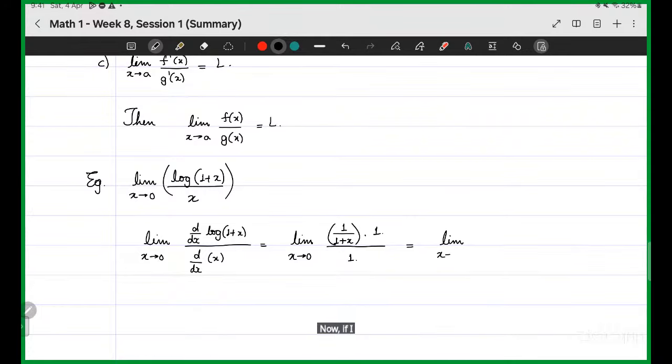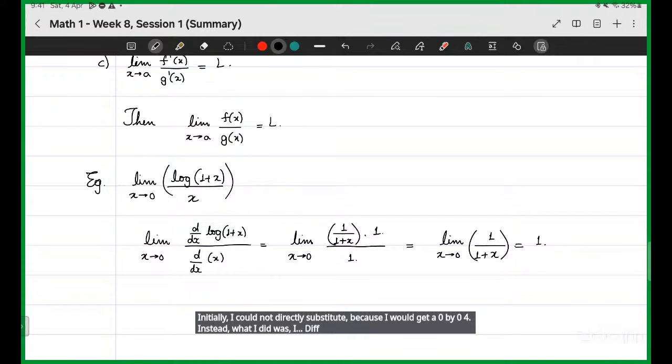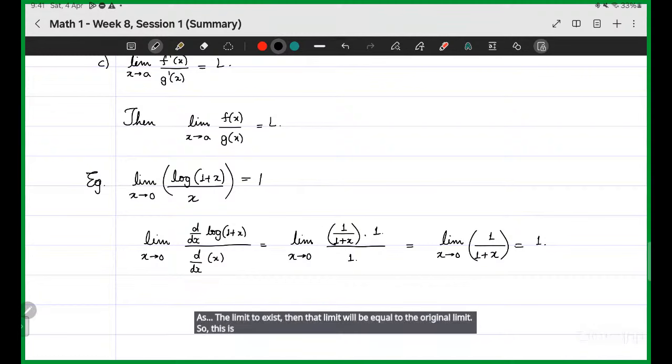Now, if I just rewrite it, I'll be left with only this. And what is this limit? 1 only. So that I can get directly by substituting. Initially, I could not directly substitute because I would get a 0 by 0 form. Instead, what I did was I differentiated both the numerator and the denominator. And note that you can do this only when you have a 0 by 0 or an infinity by infinity sort of function given to you. And if the resultant fraction after you differentiate has the limit to exist, then that limit will be equal to the original limit. So this is equal to 1.